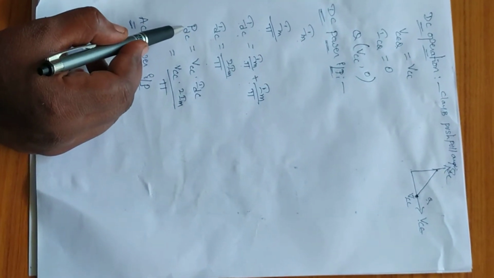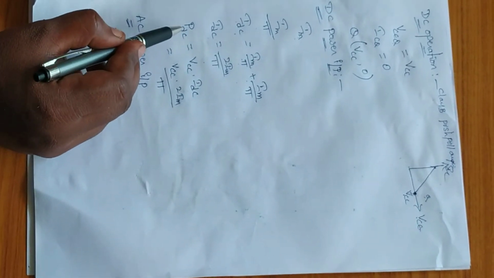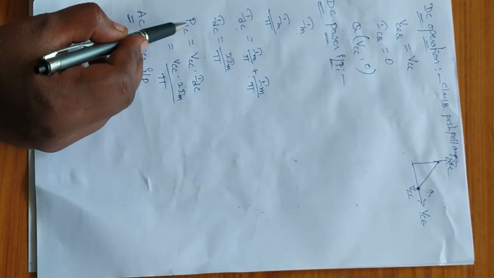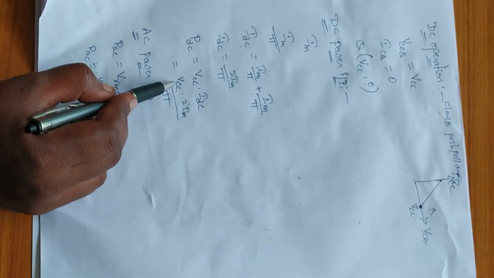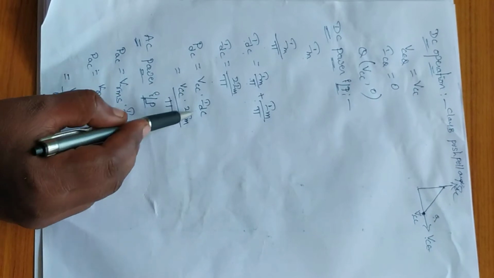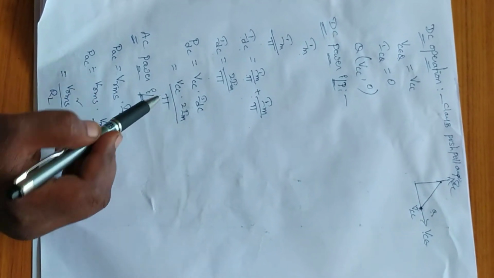We already know about PDC, that is, DC power input equal to VCC into IDC. So VCC into IDC, by substituting IDC as 2Im by pi.